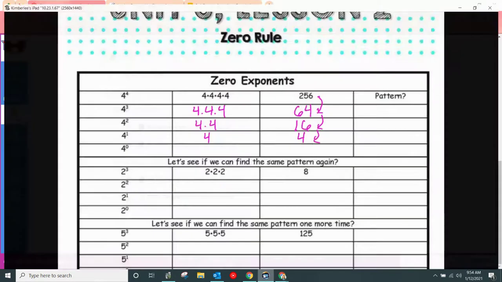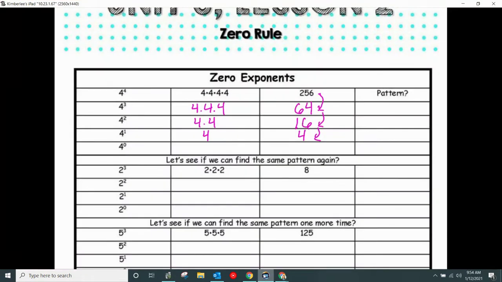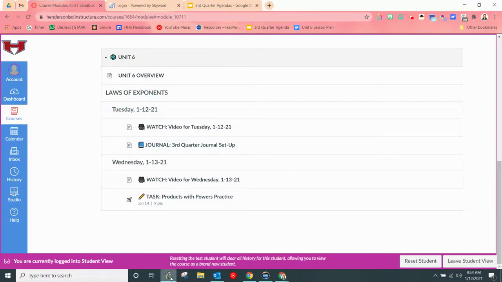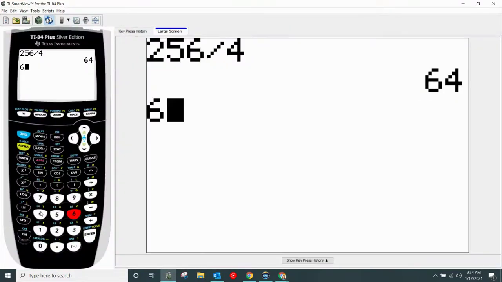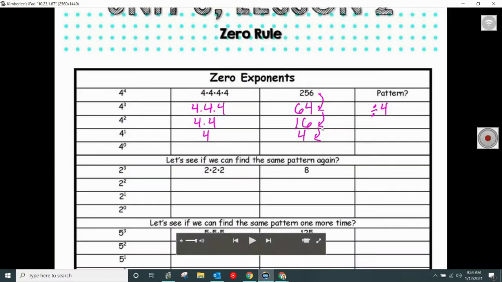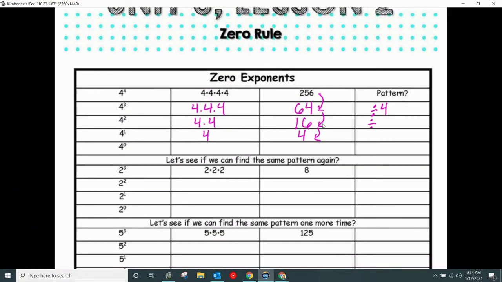Okay, so let me come back over here to my notes. So if I divide by 4, I get 64. Well, what if I divide 64 by 4? So let's go back to the calculator. Let's see if the pattern continues. If I say 64 divided by 4, what do I get? Oh, I get 16. Is that the next number that we got in our solutions? It sure is. So in order to get these numbers, I needed to divide by 4.